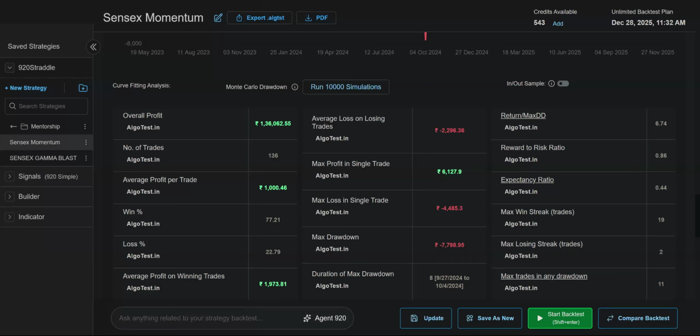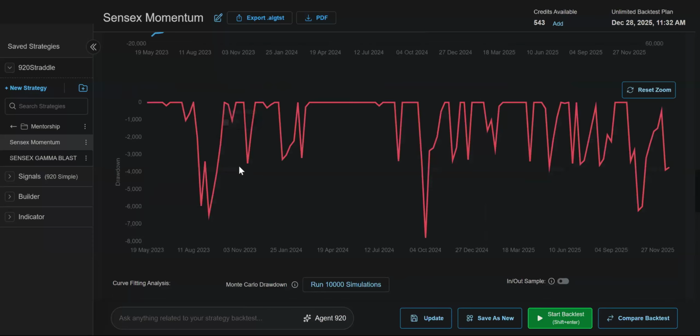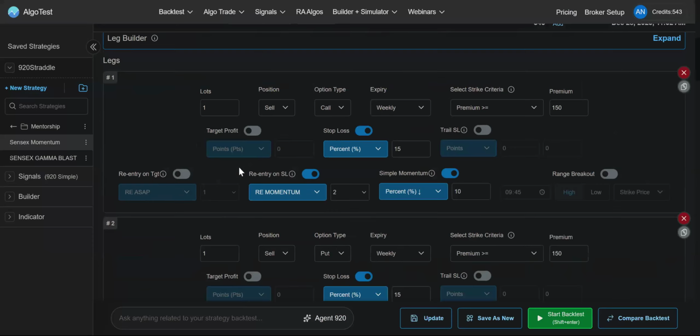Any other variation that you guys want me to try on this, or any other question that you have for this strategy? Maybe we keep the simple momentum a little higher. I know that it will reduce our profit on the times it wins, but I mean, maybe a little bit better chances of it.